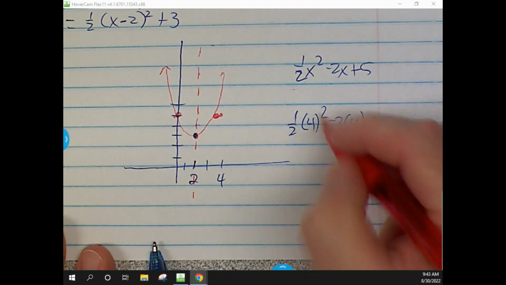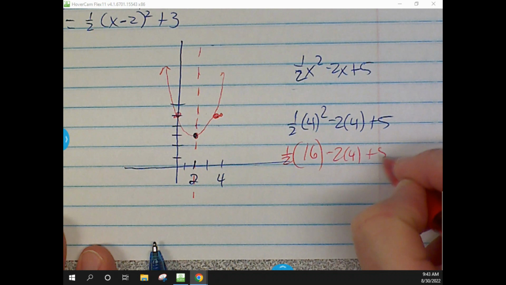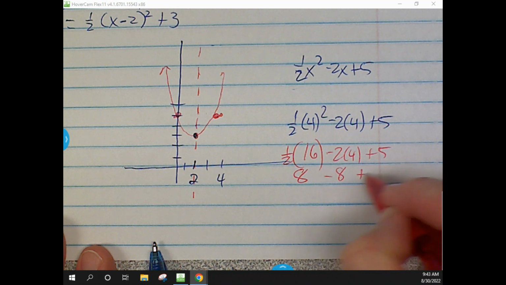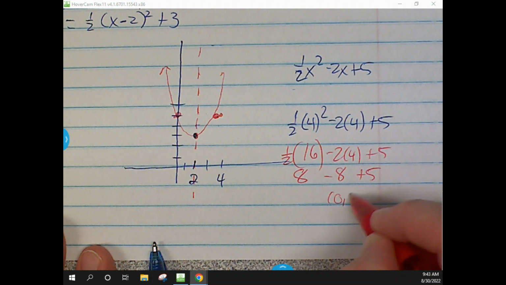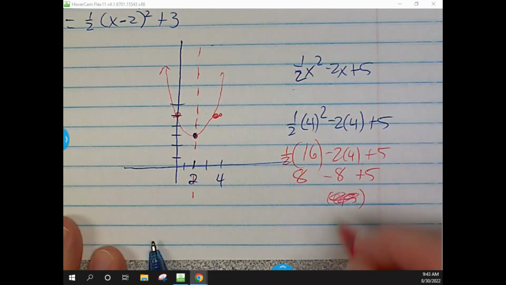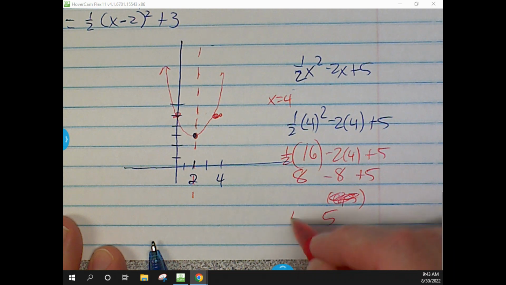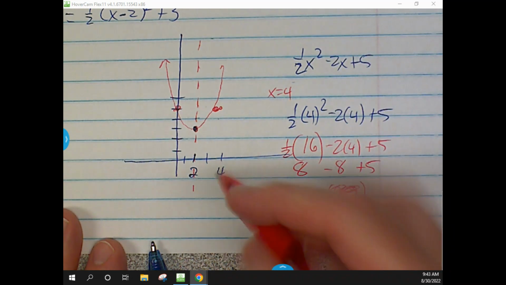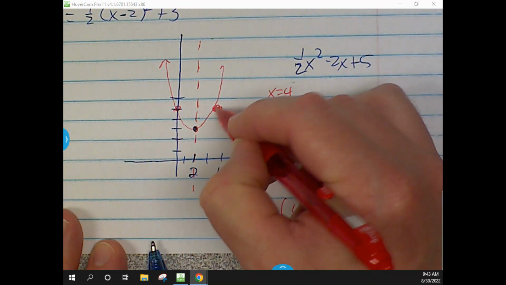Okay, so if we did 4 squared, that would be 16. Half of 16 is 8. 2 times 4 is 8. So then we've got 8 minus 8, which is 0. 0 plus 5 would put that point at, oh, sorry, it would be at 5, and we plugged in x equals 4. Yeah, so the ordered pair would be 4, 5. And again, my graph is a little bit off, so 4 really should be right here. So if we pick this point at 4, 5, that would be that point there.